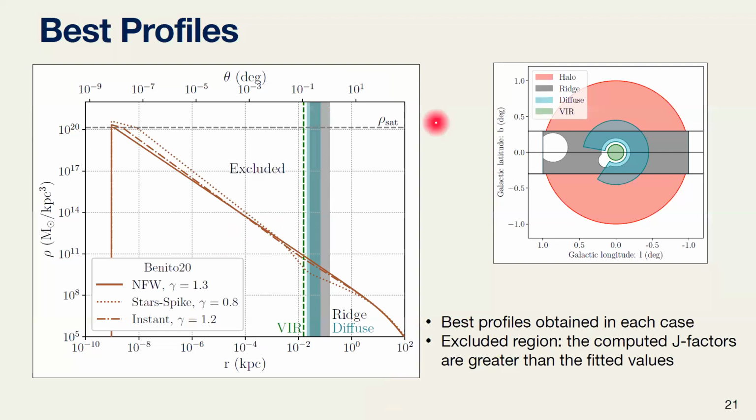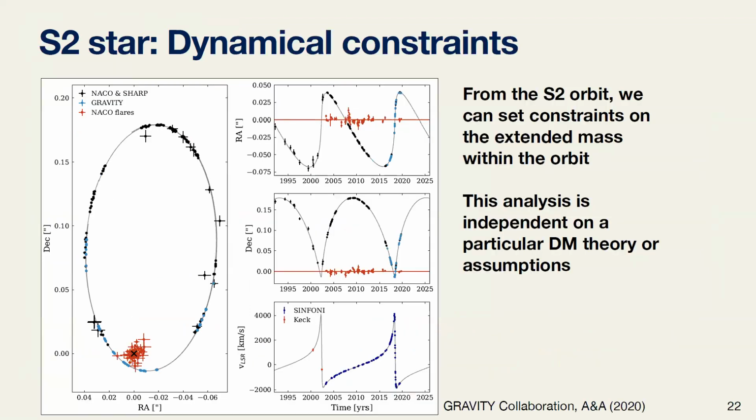And the idea is that above these profiles, since the J factor would be bigger than the ones given by the gamma ray part, they are excluded. So this would be the shape of the maximum profile allowed by the gamma ray part.